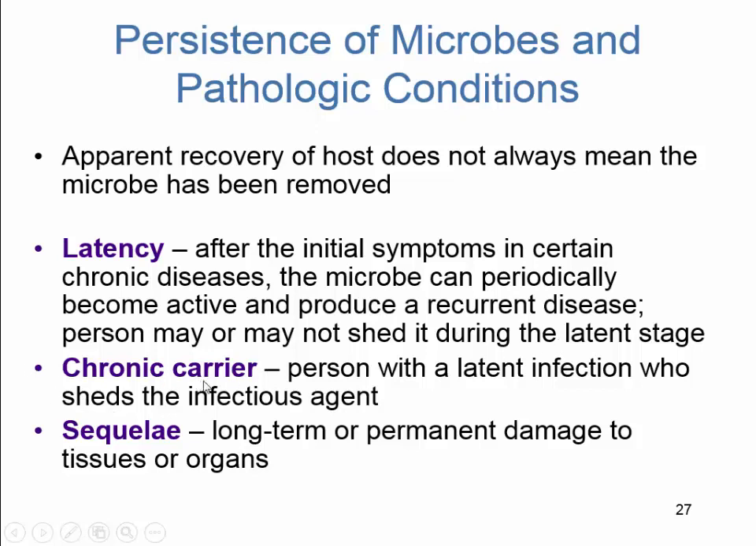Chronic carriers. Chronic carriers are patients who have a latent infection and they continue to shed the infectious agent. So a chronic carrier is a person who is always infectious. And due to infections, we often have long-term or permanent damage. So an example is Streptococcus pyogenes. Streptococcus pyogenes is at a great risk for long-term heart damage, or endocarditis, as a sequela.